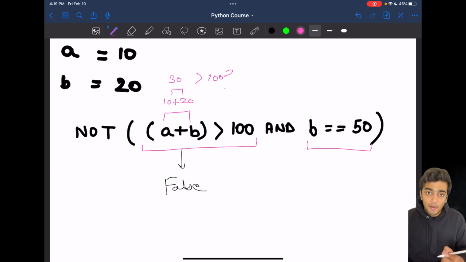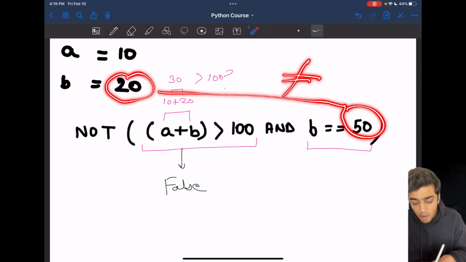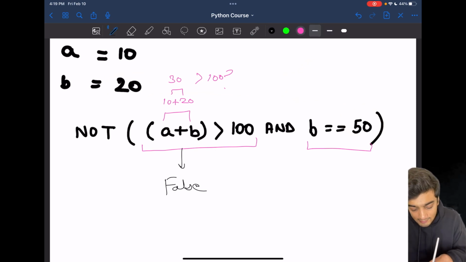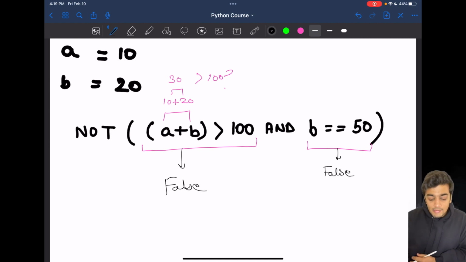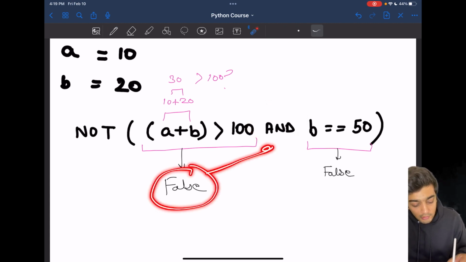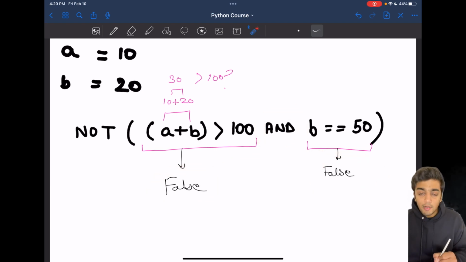So as we spoke about it, the double equals symbol basically asks your program whether B is actually equal to 50. In this case, you can see that B's value is 20 and it is not equal to 50. So this condition again is false. Now, since both the conditions here are false and we have an AND operator here, so what we have is false and false. So what does this mean?